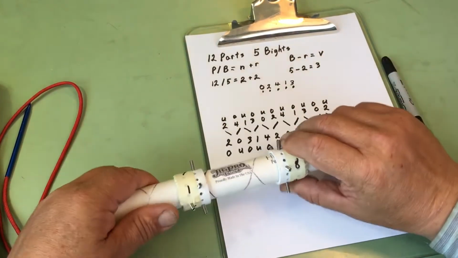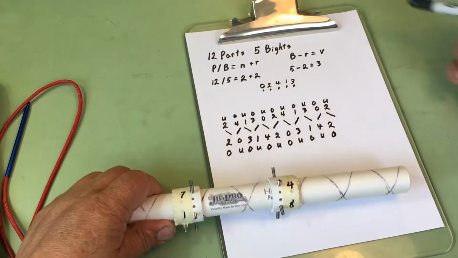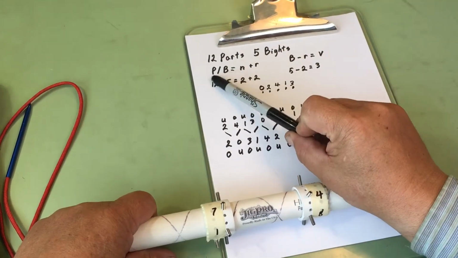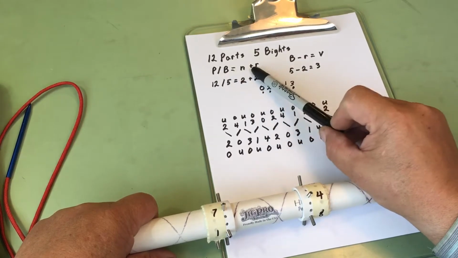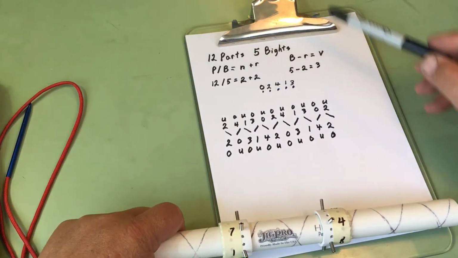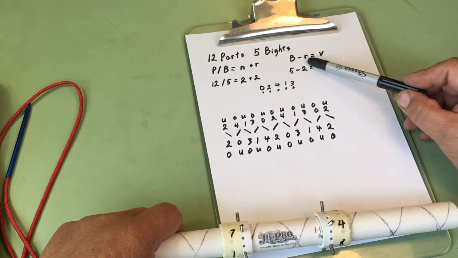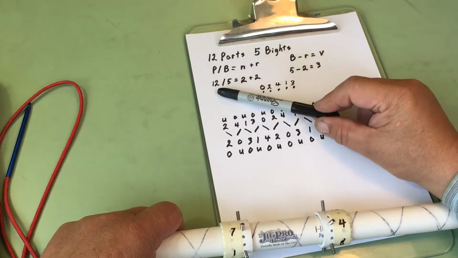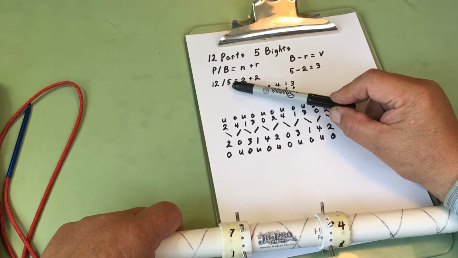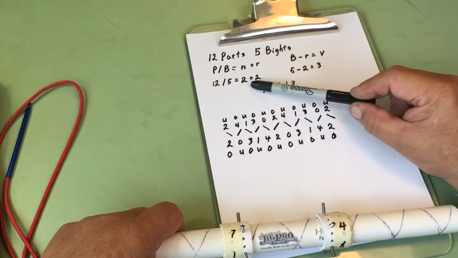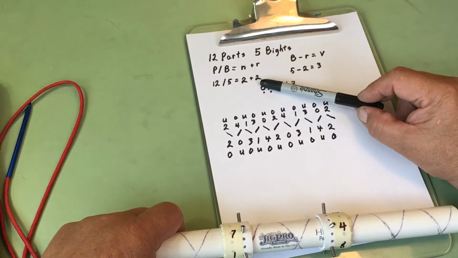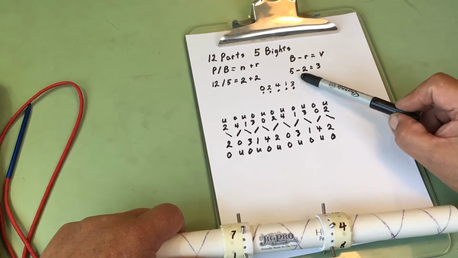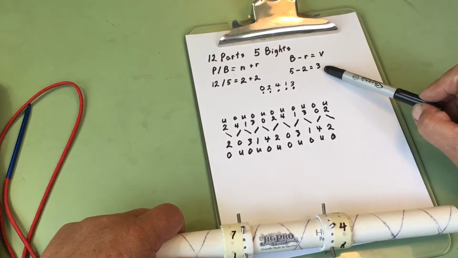So let's explain some of the math first. Our formulas that we will use will be parts divided by bights equals N plus R. And the other one is bights minus the R value gives us V, the count value. So we have 12 divided by 5. 5 will go into 12 2 times with a remainder of 2. Then we take the bights, 5 bights minus the 2 equals 3.